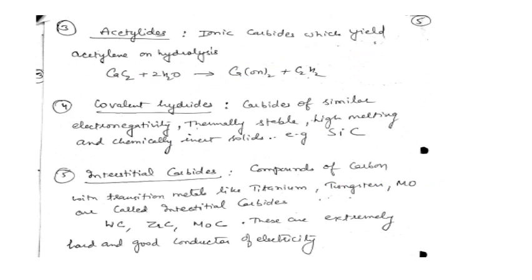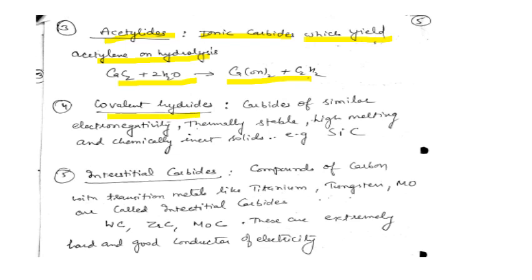The third category in the classification of carbides is acetylides: those ionic carbides which yield acetylene on hydrolysis. The second we have read, the methanides, which yield methane on hydrolysis, and those ionic carbides which on hydrolysis produce acetylene. Here calcium carbide is an example of an acetylide, where it undergoes hydrolysis to produce acetylene gas. So this comes in the category of acetylide.